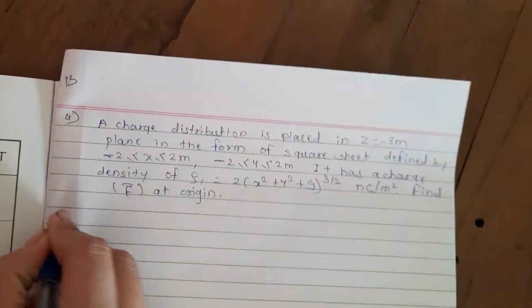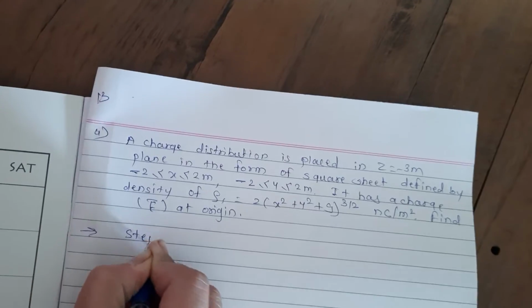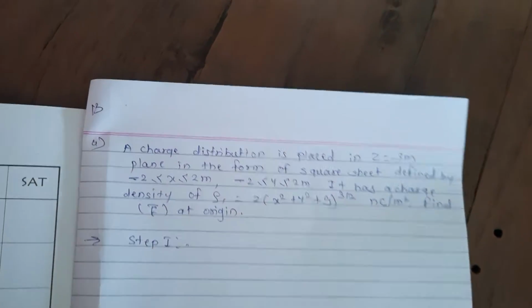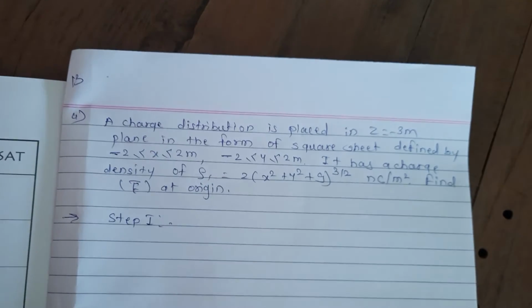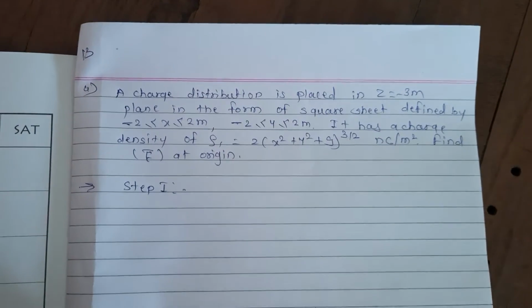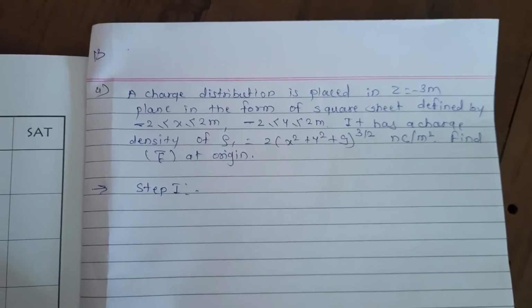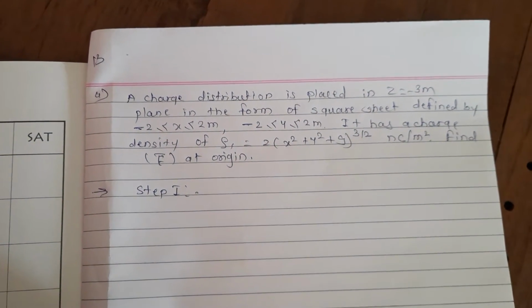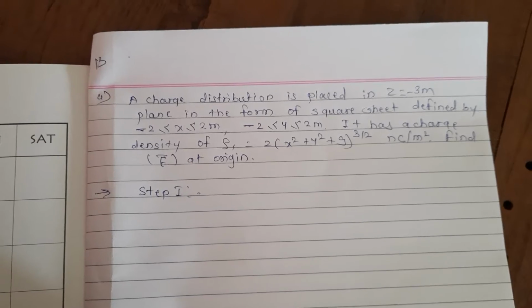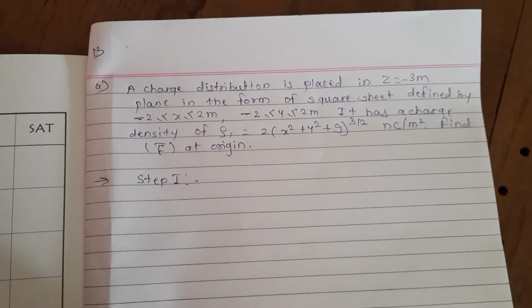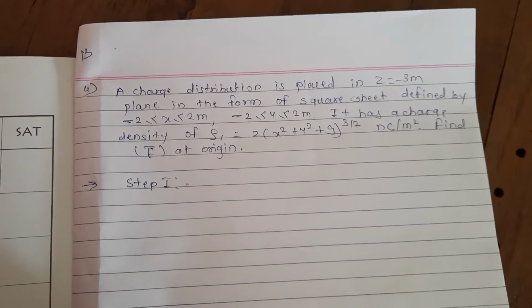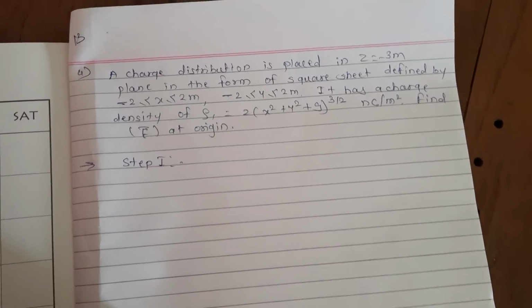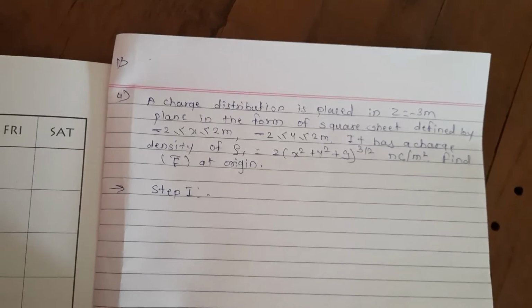So basically there are 3 steps. First is to locate the given sheet in the coordinate system. Second step is to consider a small charge dq on the surface, draw the vector from dq to the origin, and then calculate the unit vector ar bar. And third is to use the basic equation for dE bar, then integrate it, and then we calculate the E bar.